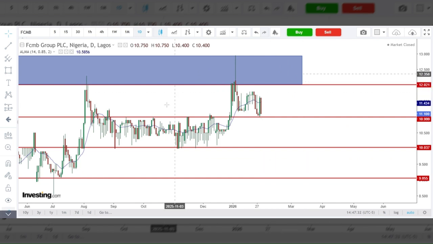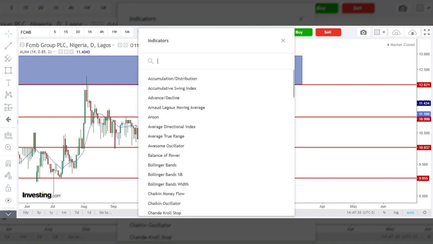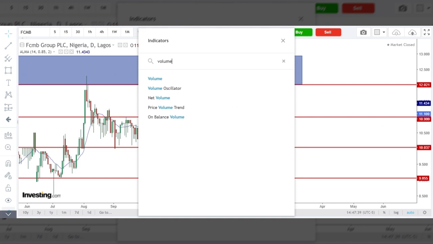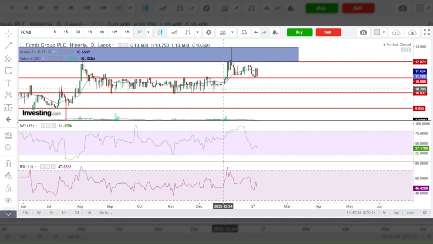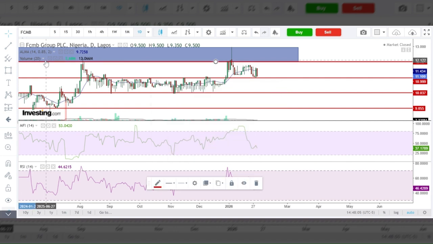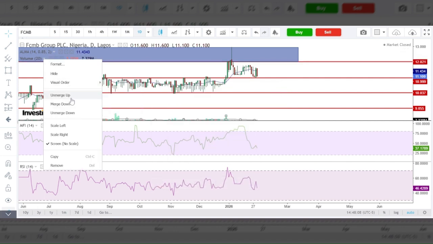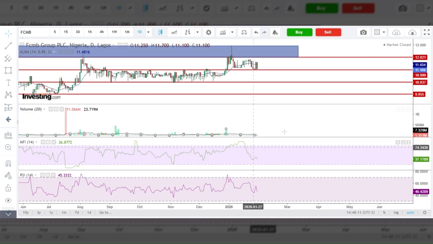Then let's see what volume is saying. I put the money flow and RSI. So what are these indicators saying? You can see money flow is down. RSI is also going down. It means people are really selling this stock.